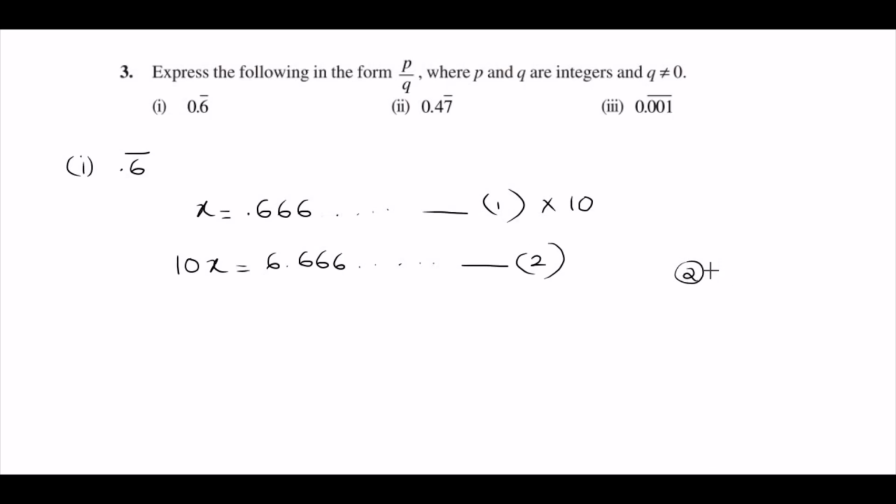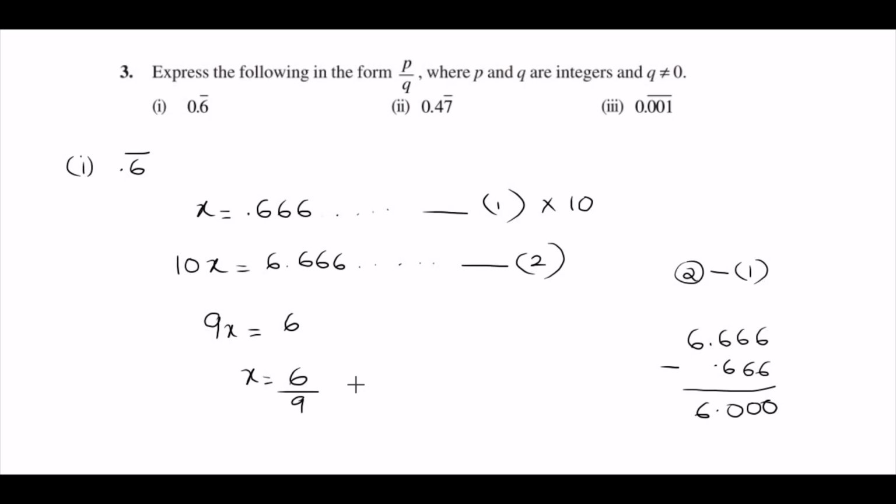Now subtract the first equation from the second equation. So you get 10x minus x is 9x, that is equal to 6.666 minus 0.666, 0.6, that is equal to 6. So x is equal to 6 by 9, that is 2 by 3. This is how this non-terminating and repeating decimal expansion can be represented in the P by Q form, that is as a rational number.